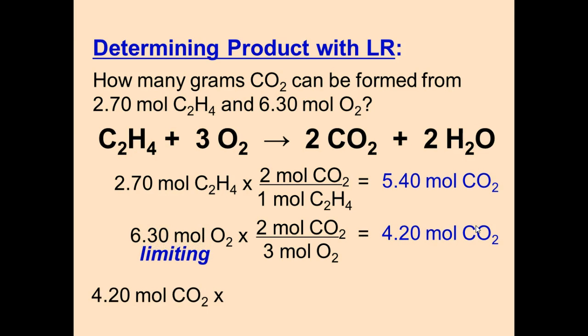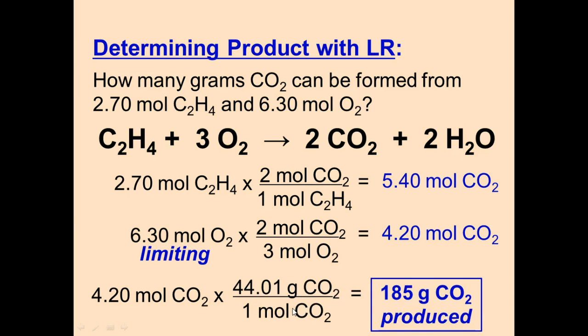And so we use 4.2 moles of CO2. Then we put 1 mole on the bottom because it's the molar mass, so moles cancels out. And then we find the grams in 1 mole of CO2, and it's about 44.101. And so we just multiply these two numbers, and we get 185 grams of CO2 produced.